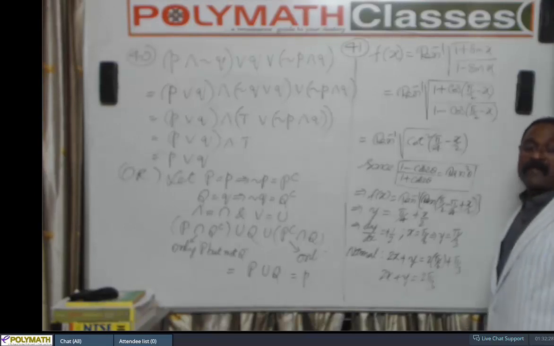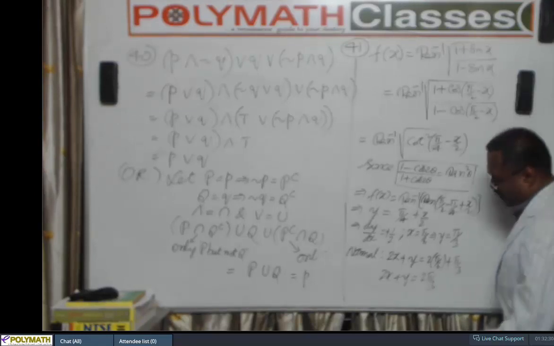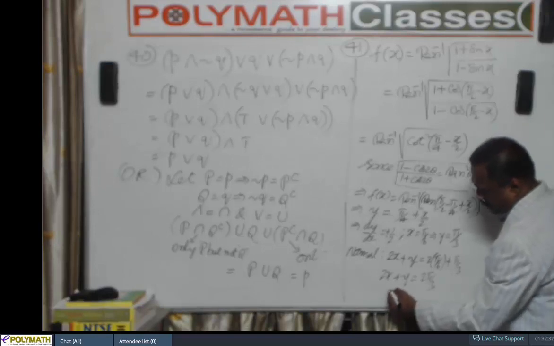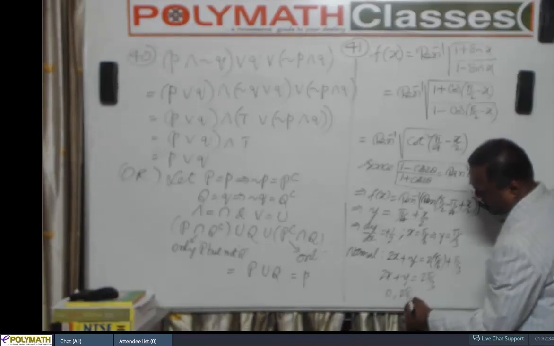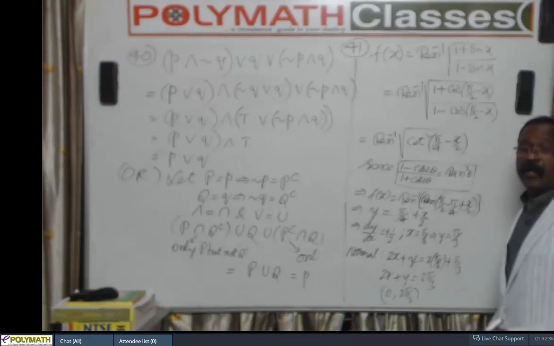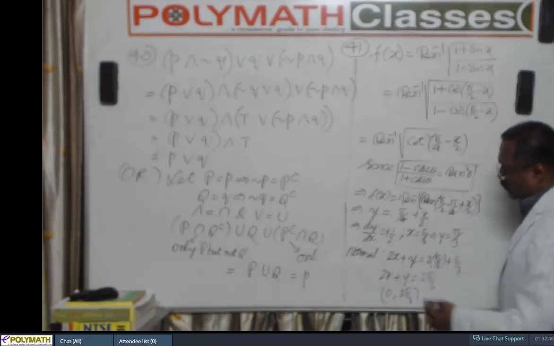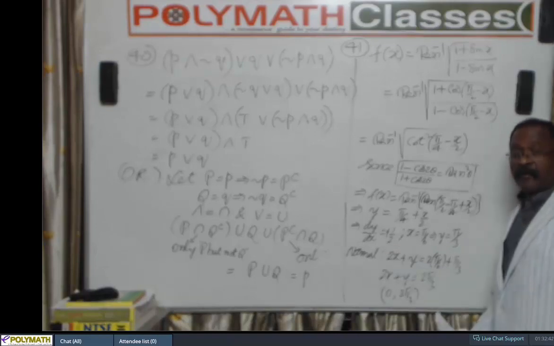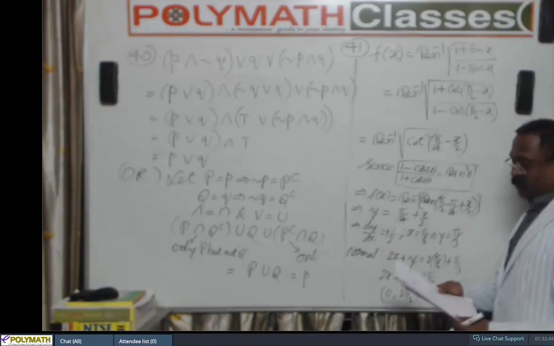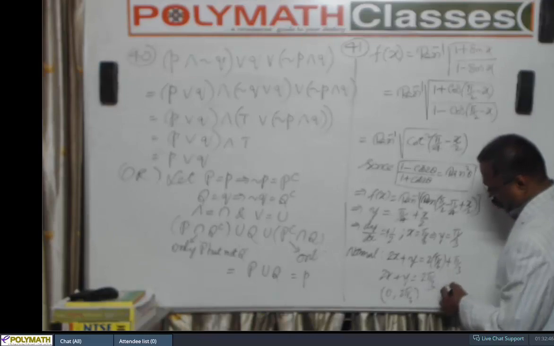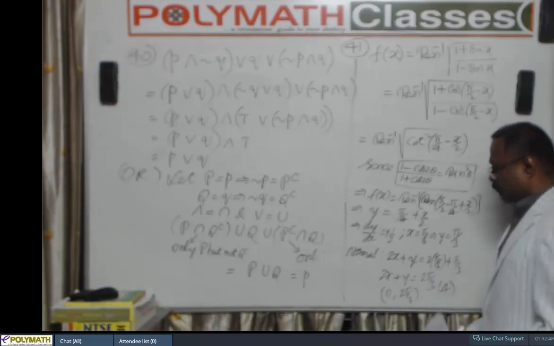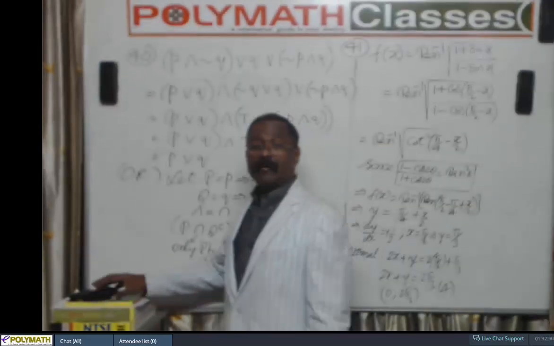Now if you substitute the options here, only one option satisfies, which is nothing but 0 comma 2 pi by 3, because you have to verify which point this normal passes through. This normal passes through only 0 comma 2 pi by 3. You can check it out. It is option number 4. Remaining won't satisfy.